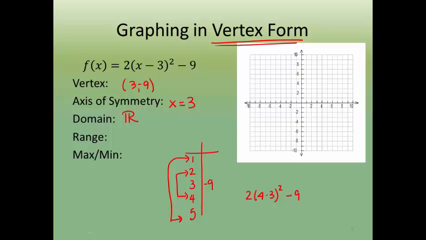So this is going to be following the order of operations. 4 minus 3 is 1, squared makes 1, times 2 minus 9 makes a -7. And I would have the same thing for the 2. Substitute in the 5. 5 minus 3 is 2. When you square it makes 4. 4 times 2 is 8, minus 9 is -1. So these are some points that I can go ahead and graph. So let's go ahead and do that. You can pause if you need to, or just follow along with me.